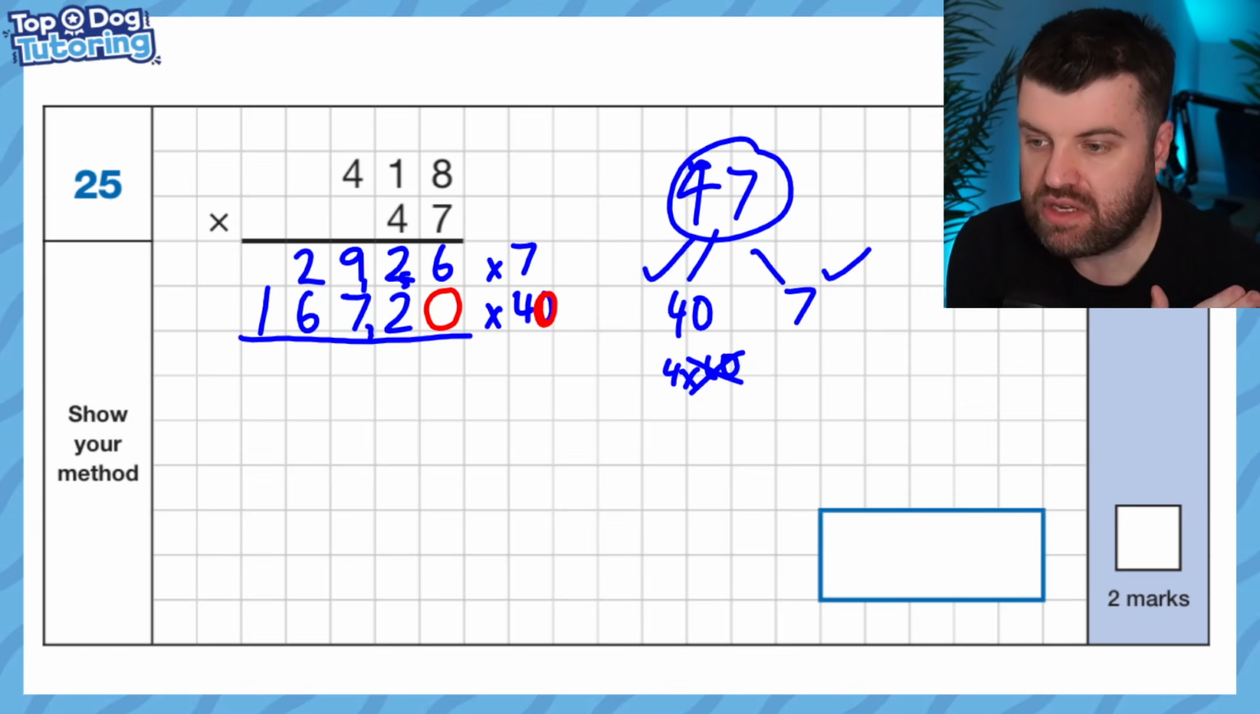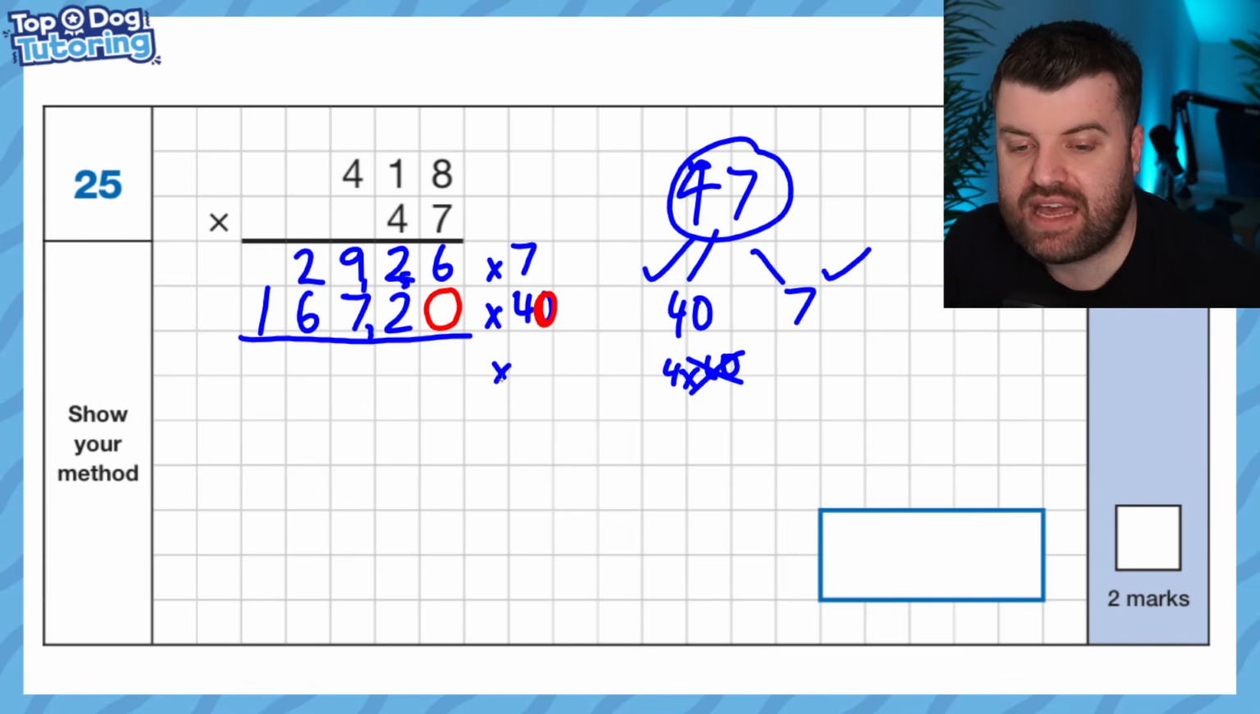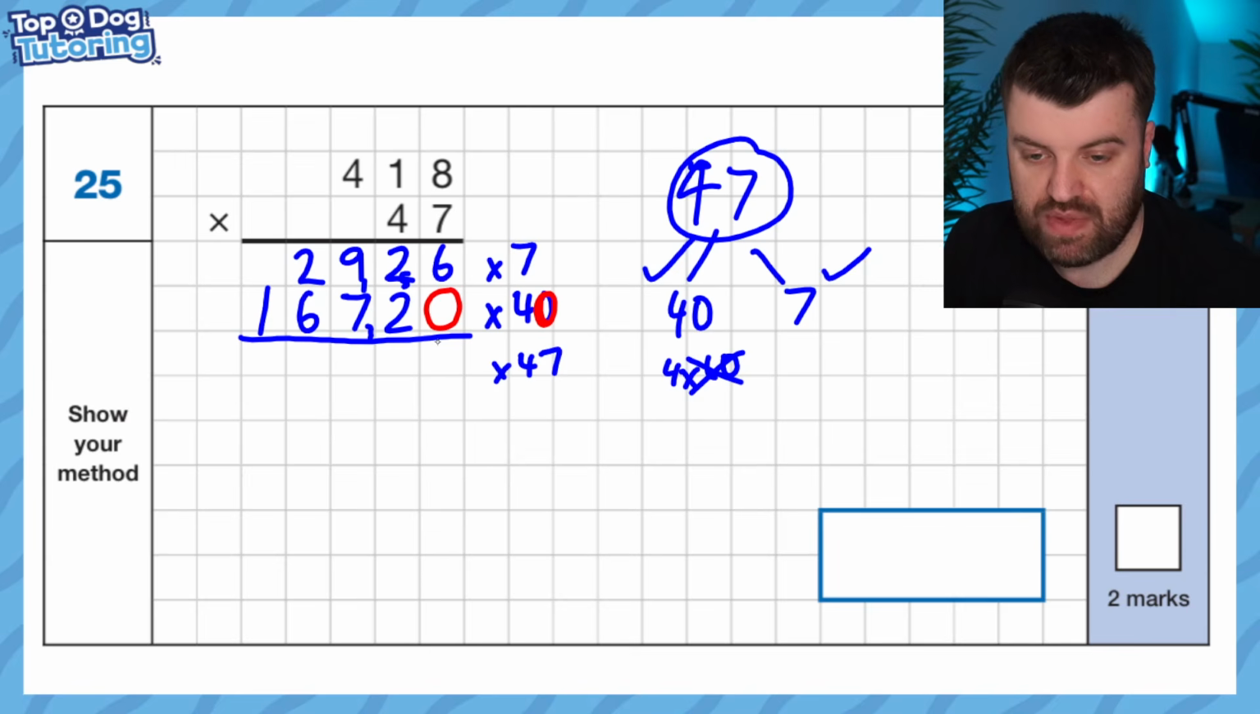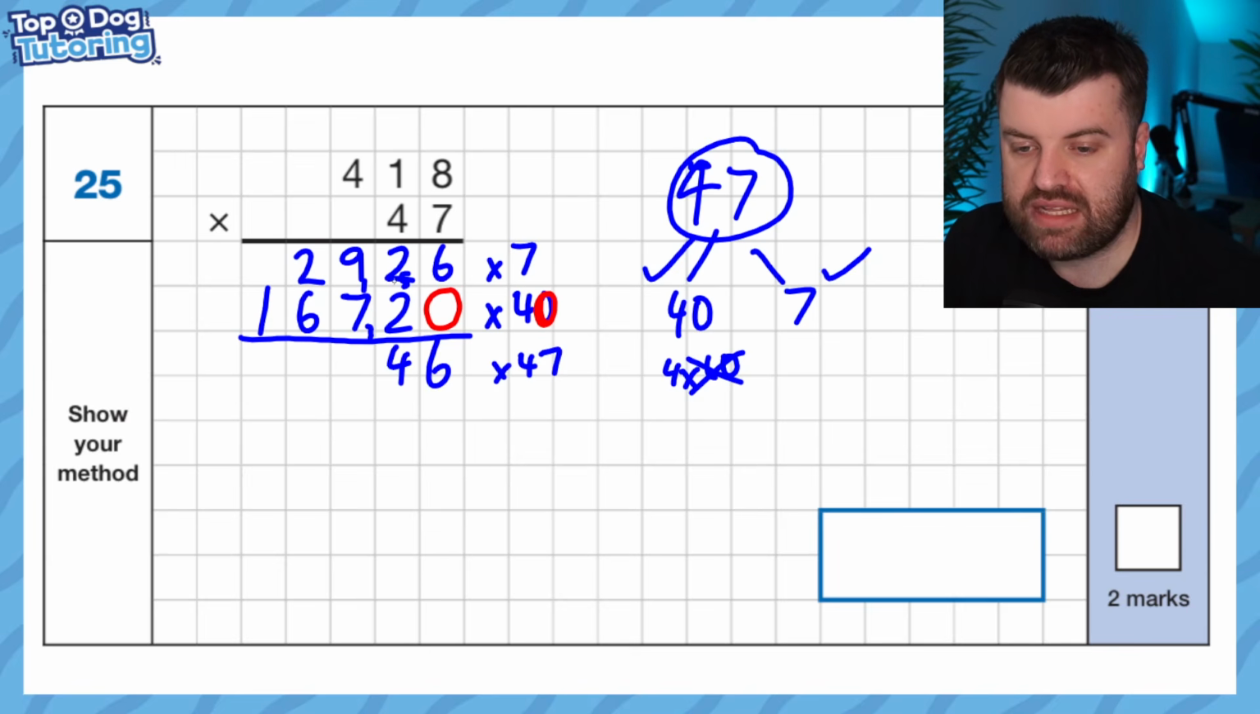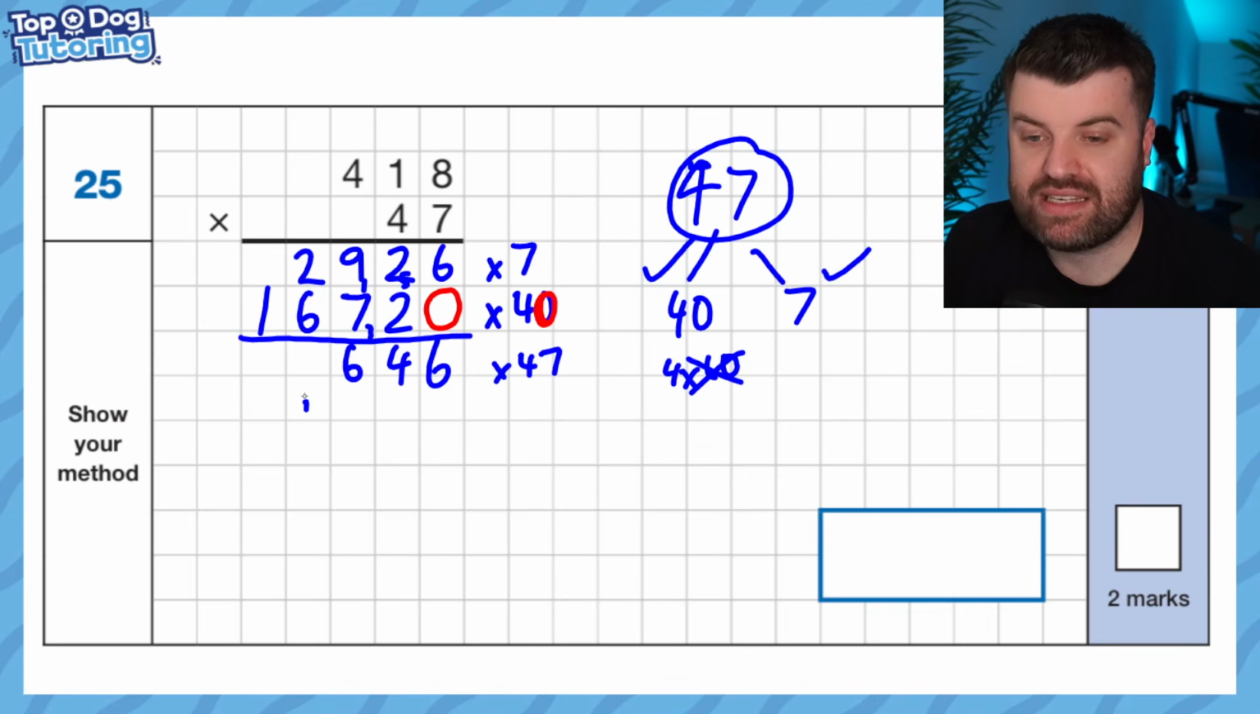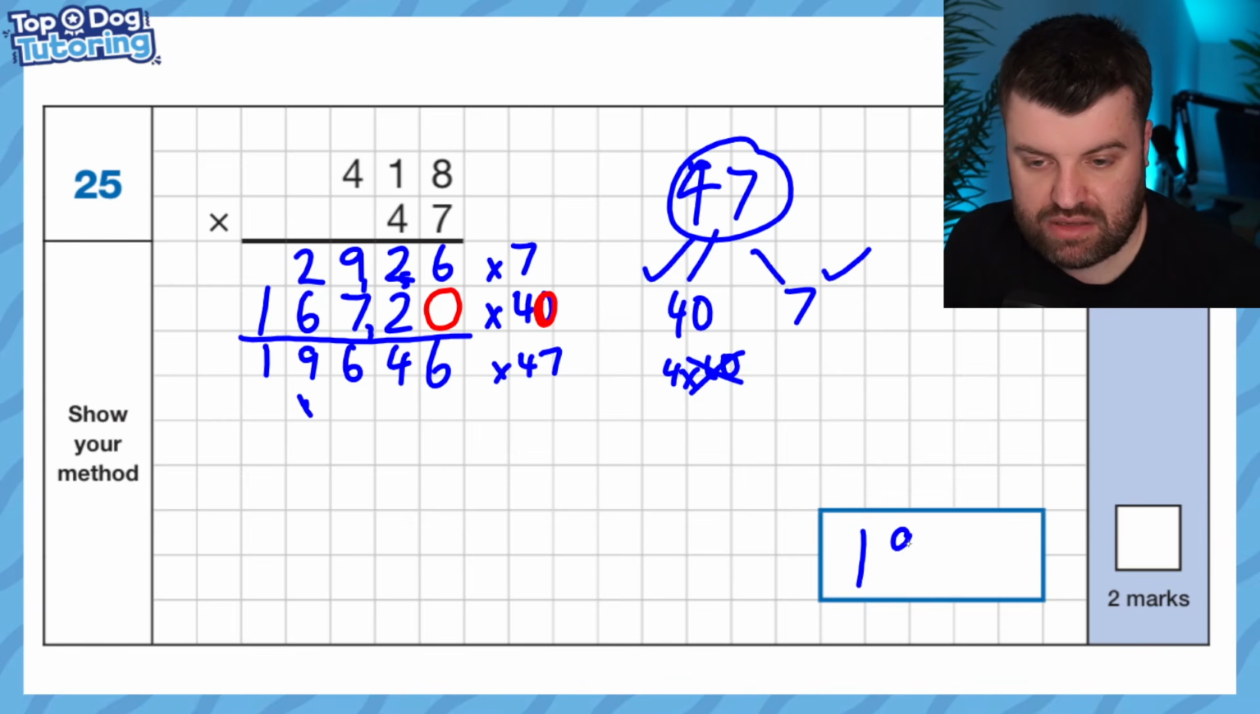Now we've got 40 lots. So because we have 40 lots and we have 7 lots, we can add them together, which means we get our 47 lots. 6 in the ones column, 4 in the tens column, 16 in the hundreds, which means we exchange over. 2 plus 6 is 8, plus that 1 is 9 in the thousands, and the 1 drops down. We have 19,646.